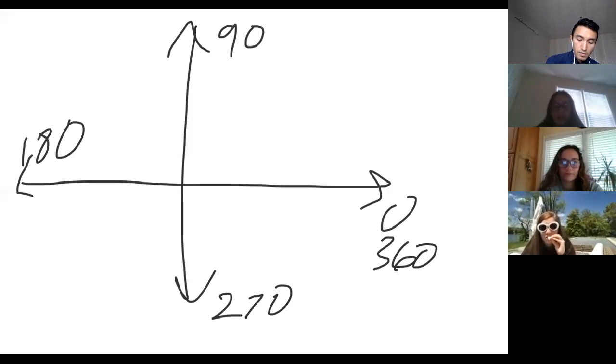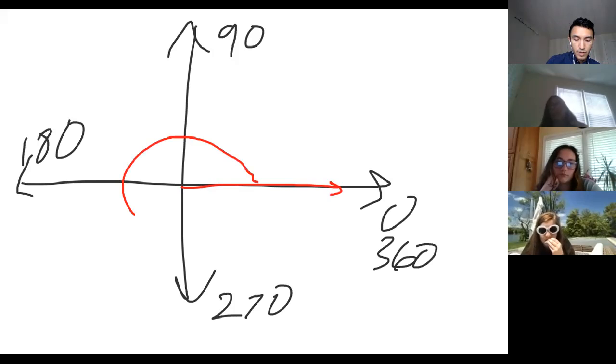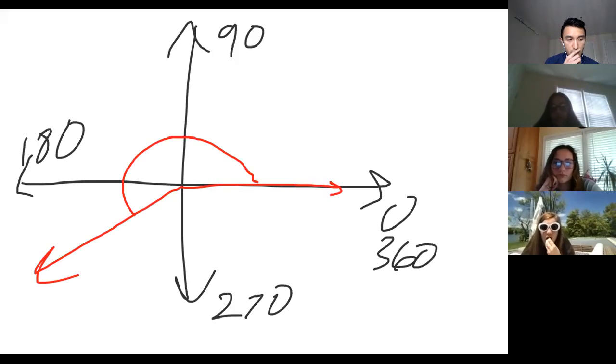Now when we graph angles and triangles, you think of it as a clock. You start at 0, and the only difference is this clock goes counterclockwise. So if we want to go to, I don't know, 200, we rotate all the way around until we get to somewhere around 200. The better you understand this, the easier it is to know the unit circle.